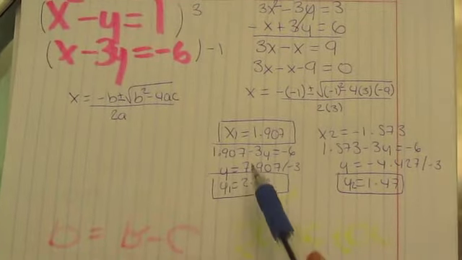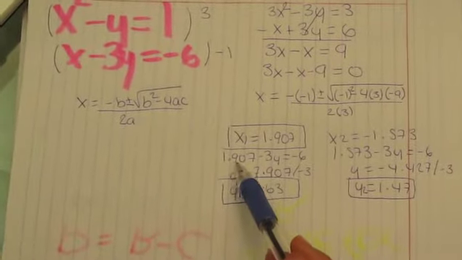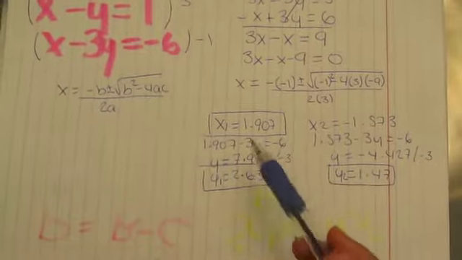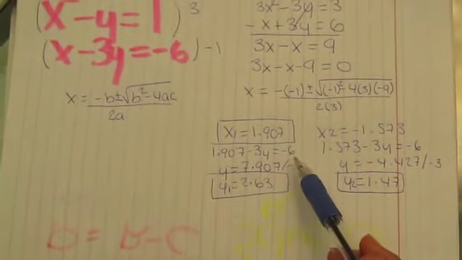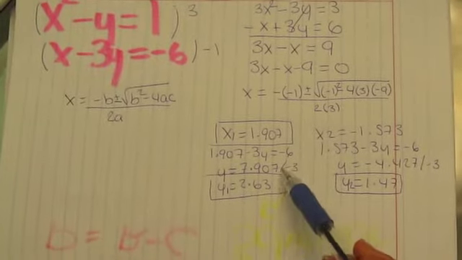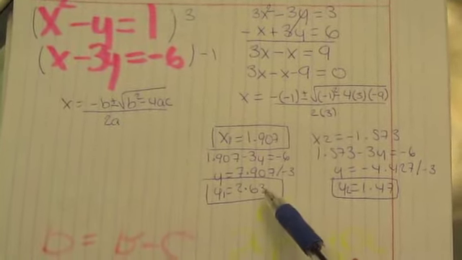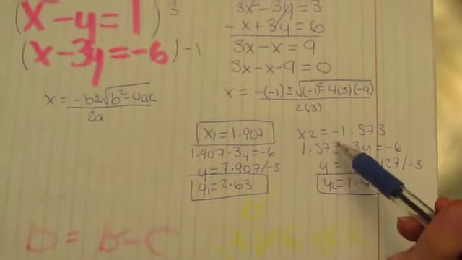And for the y you have to substitute, so it's going to be 1.907 minus 3y equals minus 6, so it's going to be y equals 7.907 over minus 3, so y1 is going to be 2.63, and then the x2 is going to be minus 1.573.